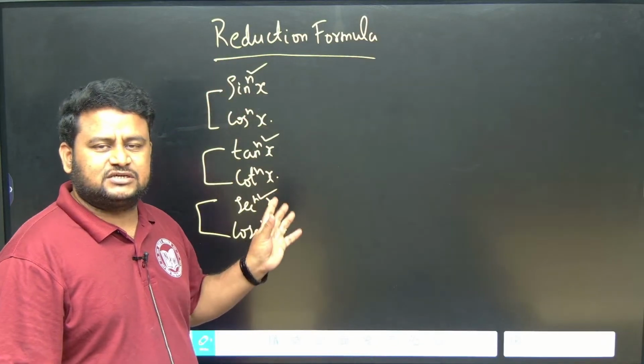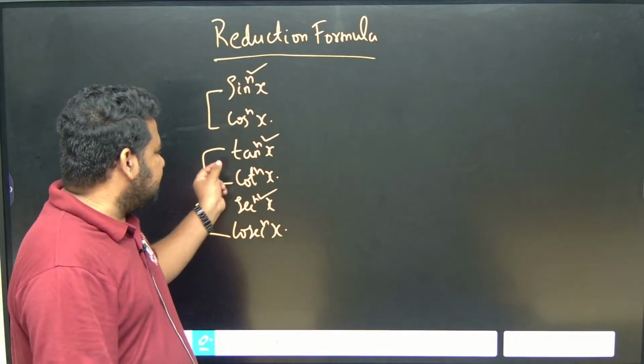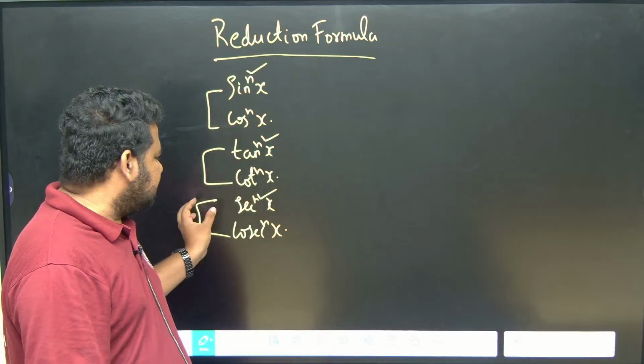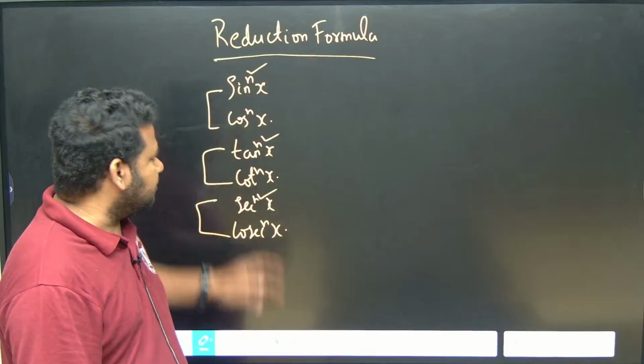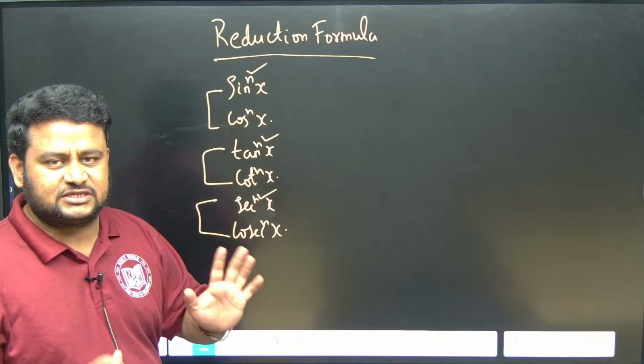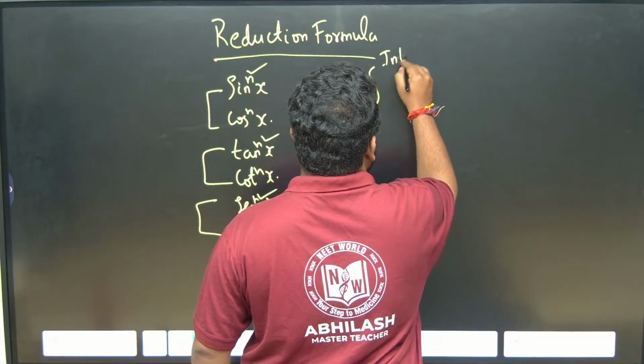After the reduction formula they will ask something based on it: deduce the integral of sin power 4 x, integral of tan power 5 x, integral of secant power 5 x, like that. They will ask such a question. So for this, what are the basic things that you should know to solve this question? First you should know integration by parts.